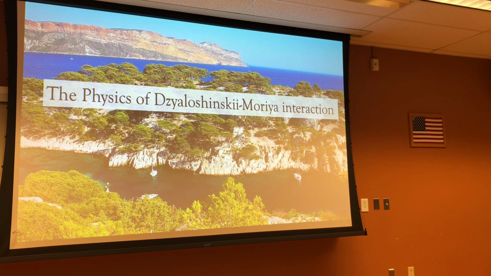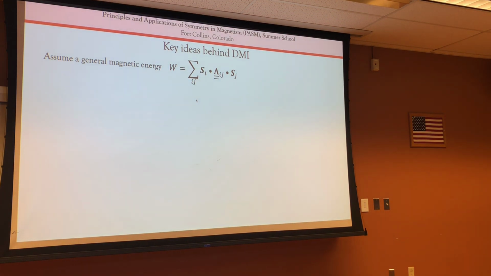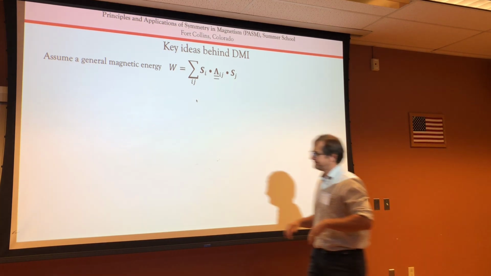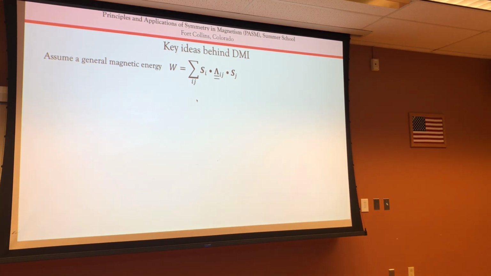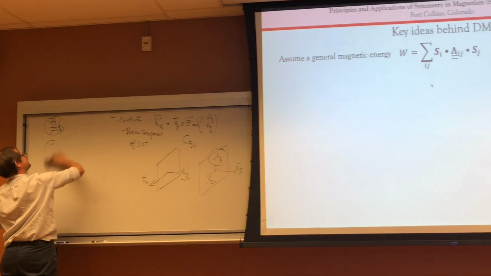So now I'd like to say a few words about the Dzyaloshinskii-Moriya interaction. We have seen the torque. Now let's talk about the Dzyaloshinskii-Moriya interaction. This slide is rather for the theorists in the room, just to understand where this D dot S_i cross S_j is coming from. So I will assume a very general form of the magnetic energy.